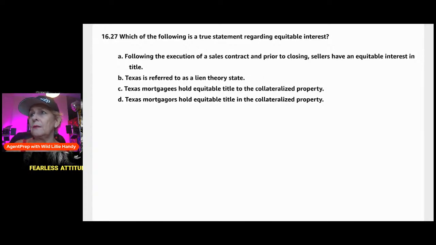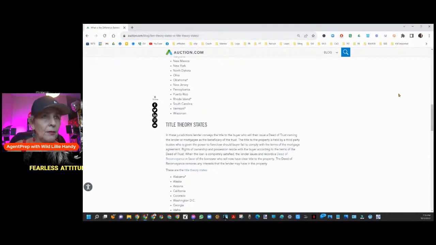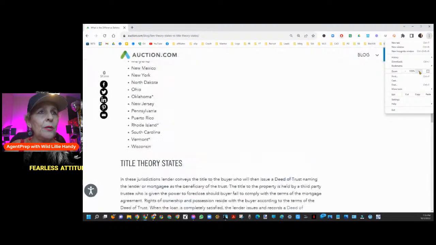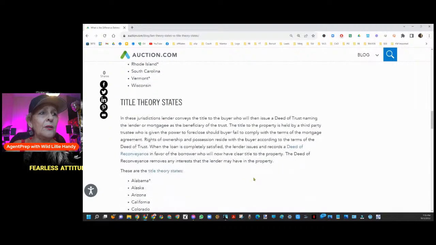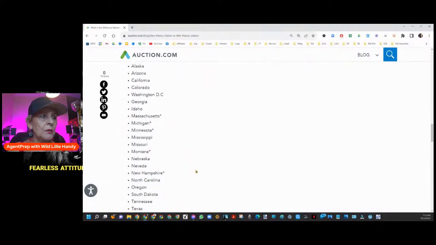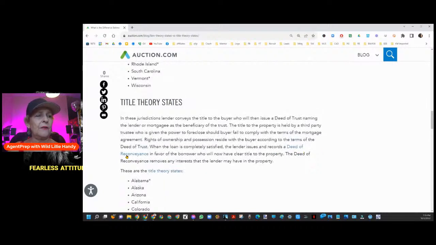So actually, I should show it to you, right? I just have to move it. All right, so let me enlarge this. So it's, when in doubt, Google it, okay? So title theory states. So see, a lot of them are on the West Coast and some are in the East Coast. And those are deed of trust states. See, deed of reconveyance.